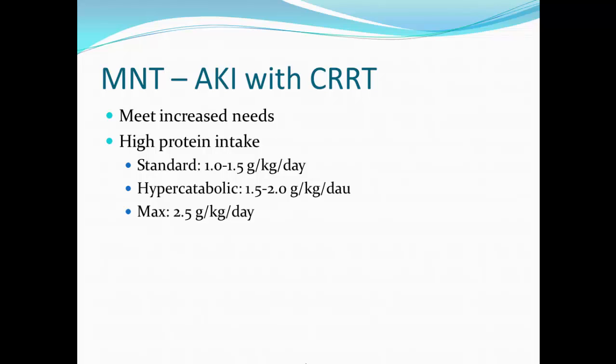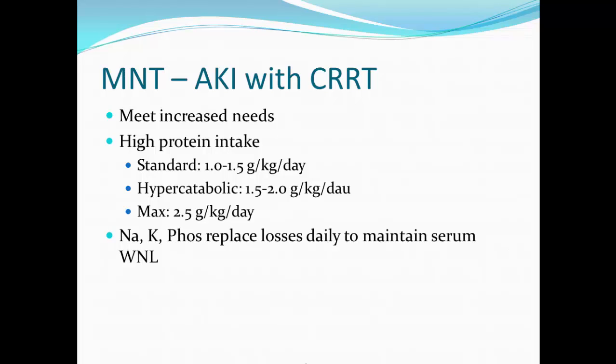Standard protein recommendations are 1 to 1.5 grams per kilogram per day. If your patient is also in a hypercatabolic state, their protein can increase from 1.5 to 2 grams per kilogram per day, and the max dose for CRRT patients in catabolism is 2.5 grams per kilogram per day. Sodium, potassium, and phos do not have specific recommendations, but losses are replaced on a daily basis in order to maintain serum levels within normal limits.